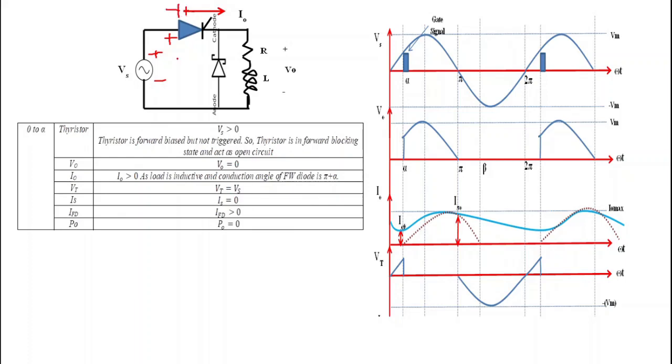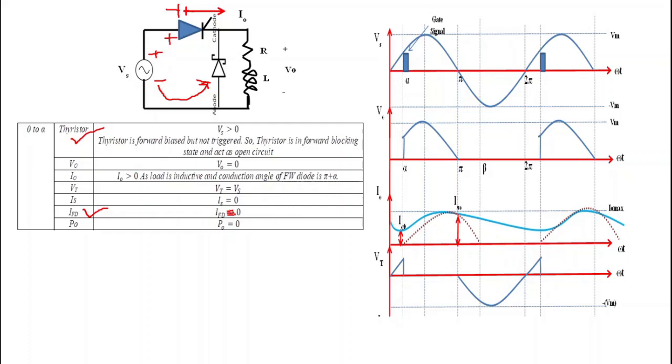Now negative potential reaches the anode of this diode. When this negative potential reaches the anode of the diode, this freewheeling diode gets reverse biased and acts as an open circuit. So this thyristor is in forward blocking mode and acts as an open circuit, and this freewheeling diode also acts as an open circuit. So the freewheeling diode current is equal to 0 because it is an open circuit.